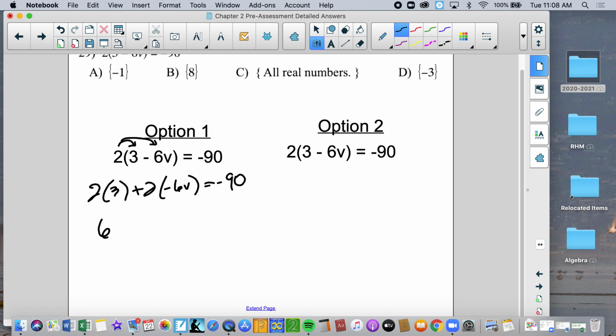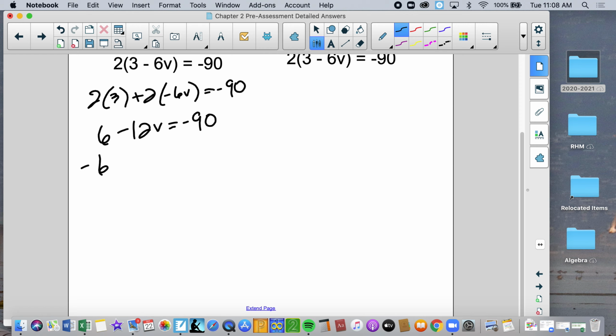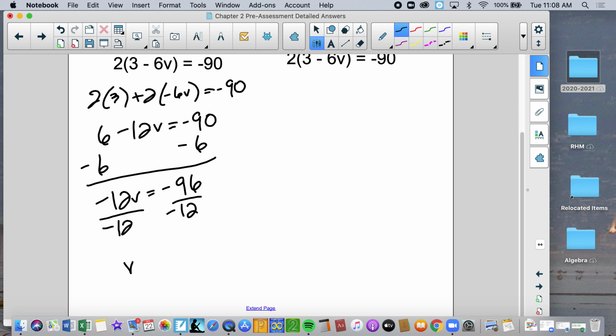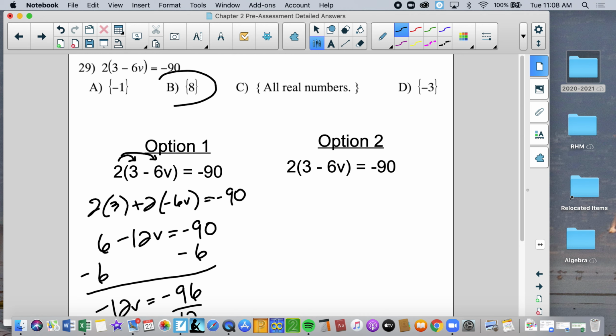2 times 3 is 6, minus 12v equals negative 90. Let's get rid of the 6. Negative 6, negative 12v equals negative 96. Divide by negative 12, divide by negative 12. V equals positive, and 1296, I think it's 8, yeah. 2 times 8 is 16, carry the 1. Good, V equals 8. Positive 8 is a solution.